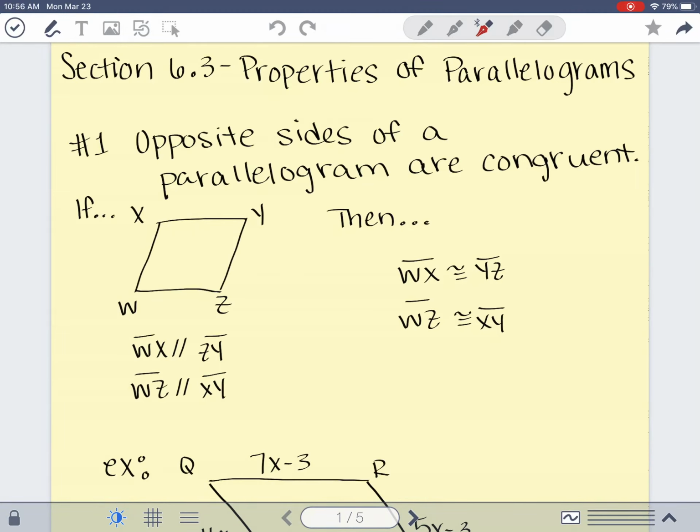Hey everyone, we are going to go ahead and get into section 6.3 talking about properties of parallelograms. Remember, a parallelogram is just a special type of quadrilateral, meaning that the opposite sides are parallel.